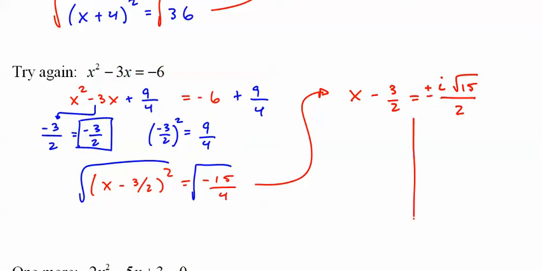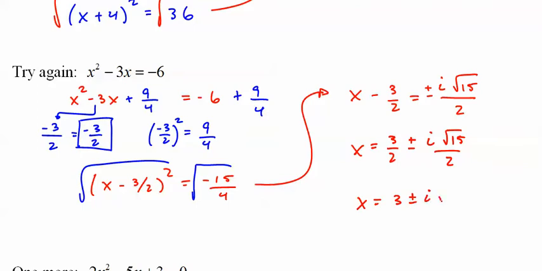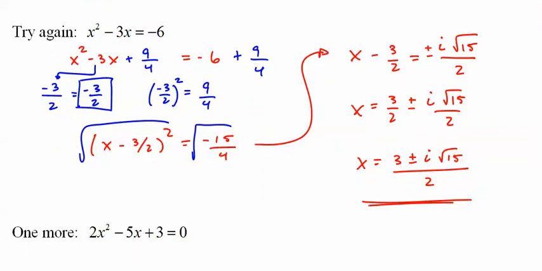I'm not going to break it into 2. X equals 3/2 plus or minus I root 15 over 2. X equals 3 plus or minus I root 15 over 2. No real solutions, but these are our 2 imaginary roots. I believe they're called complex roots.